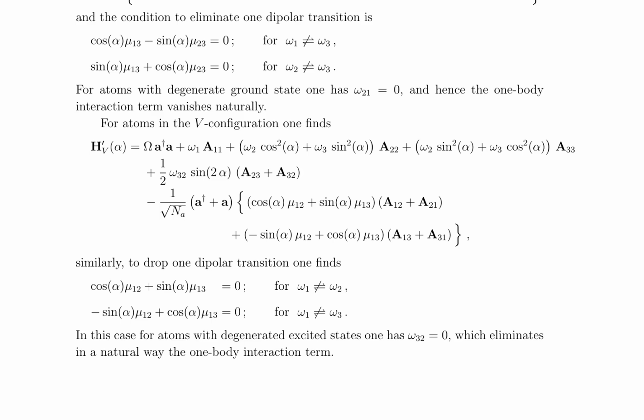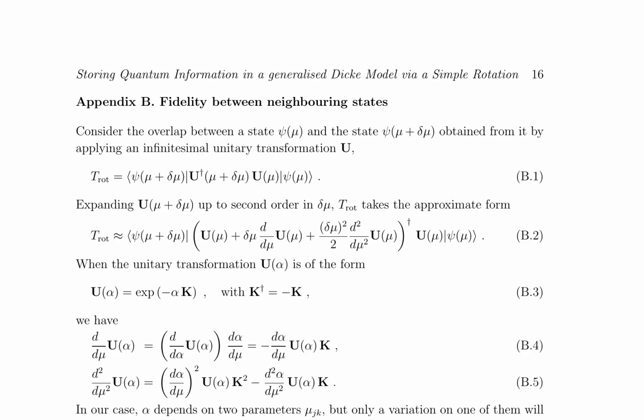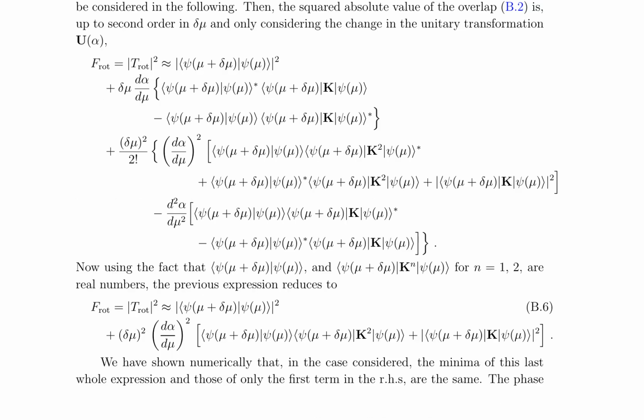The paper also explores the fidelity between neighboring states, introducing an approximation for the overlap between states psi(mu) and psi(mu plus delta mu), under an infinitesimal unitary transformation. This leads to an expression for the squared absolute value of the overlap, which is simplified using the fact that certain terms are real numbers. Numerical results show that the minima of the whole expression and the first term are the same, indicating the significance of the first term in the context of fidelity. The study's findings and methods contribute to the understanding of quantum information storage in various atomic configurations.